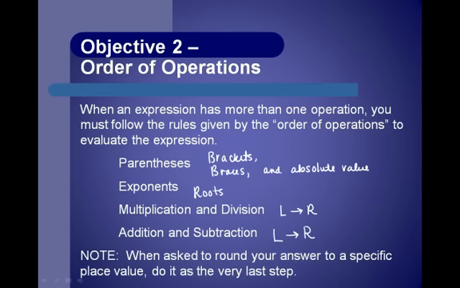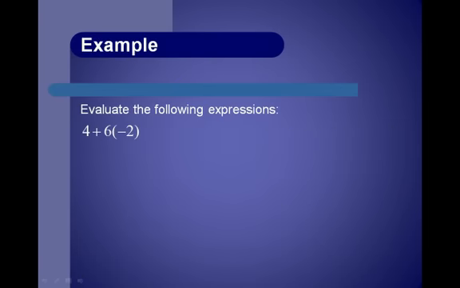When asked to round your answer to a specific place value, do this as the very last step, as sometimes rounding early on will cause your answer to be off just a little. Okay, evaluate the following expressions. For this one, we have 2 operations. We have an addition and a multiplication by the parentheses. Order of operations is we're going to do parentheses, exponents, multiplication and division, and addition and subtraction.